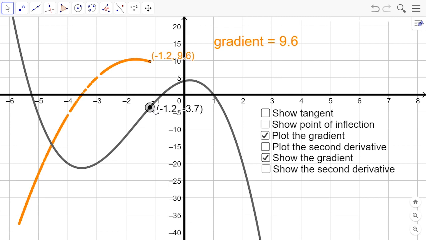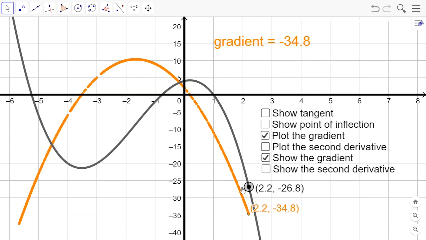Right, and it's decreasing now. It's still a positive gradient, but decreasing. At the next turning point, the orange point will be back on the x-axis because the gradient is 0. Now the gradient goes negative, and notice the gradient is still decreasing. The derivative of a cubic expression is a quadratic expression, which is why we've ended up with a parabola.